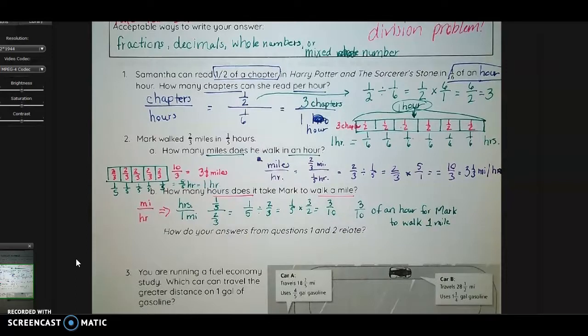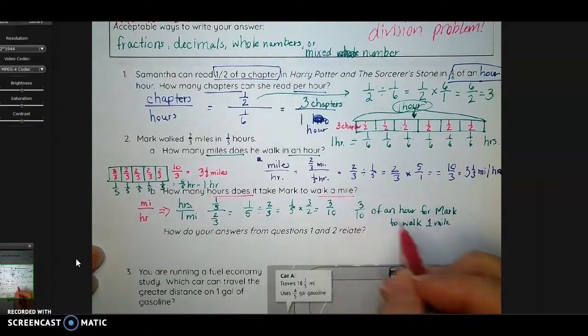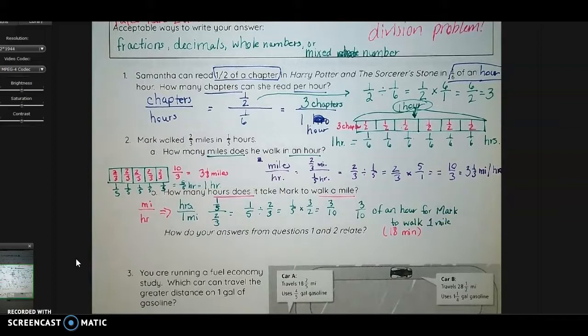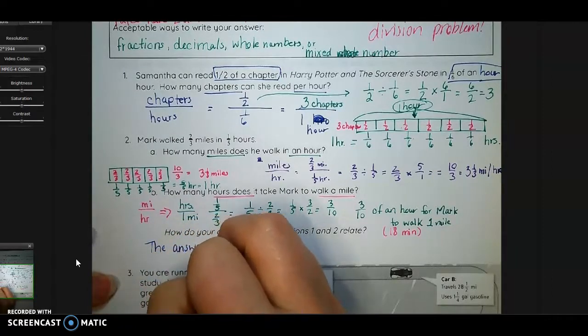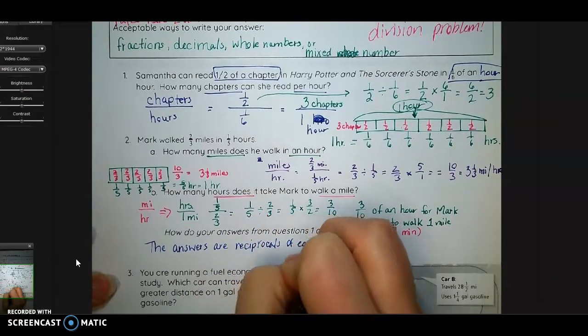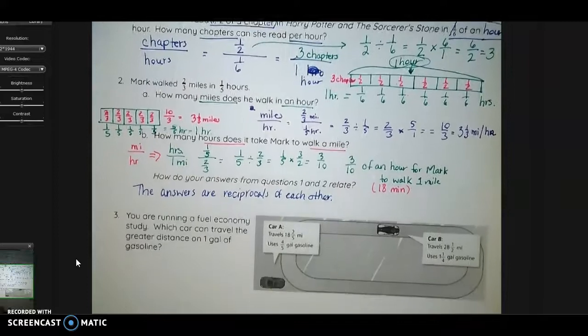And if you want to talk about how many minutes that is, 3/10 of an hour, a tenth of an hour is 6 minutes. So 6 minutes times 3 would give me 18 minutes. So how do they relate? Well, the answers are reciprocals of each other, because we went from comparing it in one order and we just flipped the order that we were comparing them in. So that's why they are reciprocals of each other.